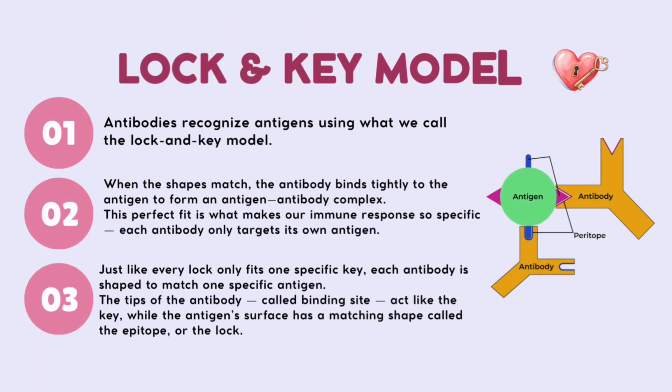Lock and key model. Antibodies recognize antigens using what we call the lock and key model. When the shapes match, the antibody binds tightly to the antigen to form an antigen-antibody complex. This perfect fit is what makes our immune response so specific. Each antibody only targets its own antigen. Just like every lock only fits one specific key, each antibody is shaped to match one specific antigen.